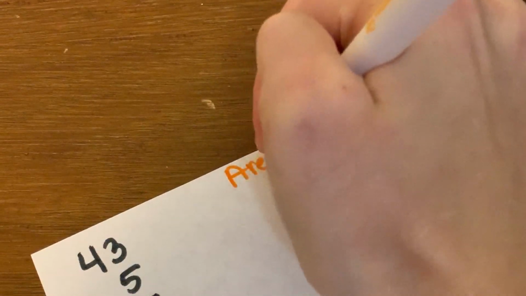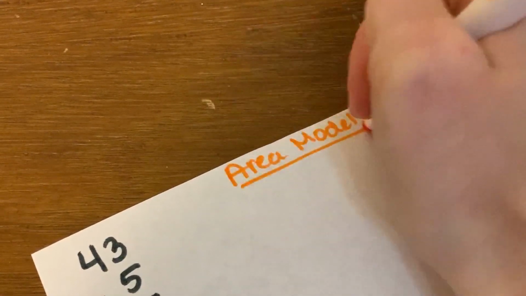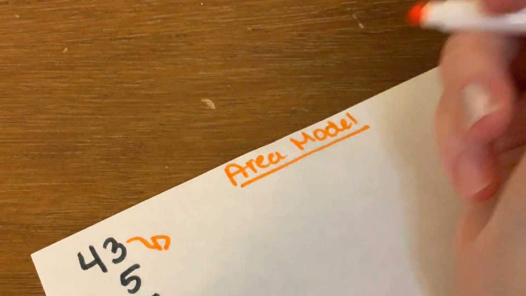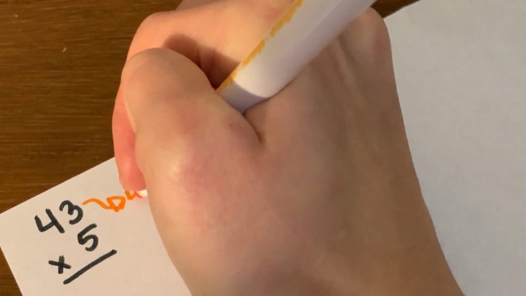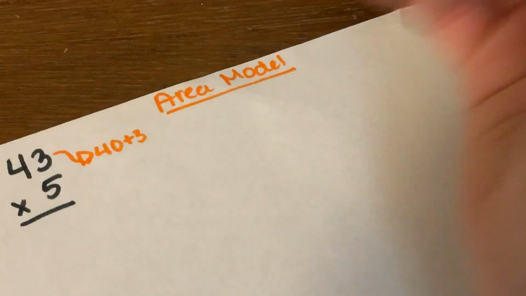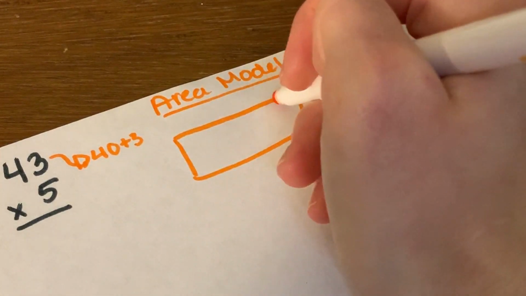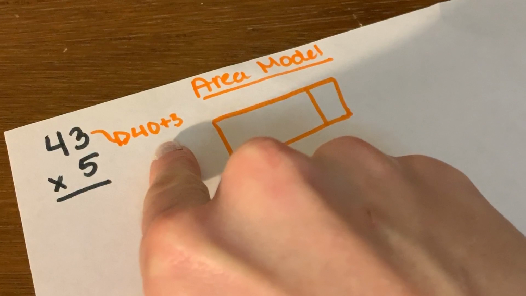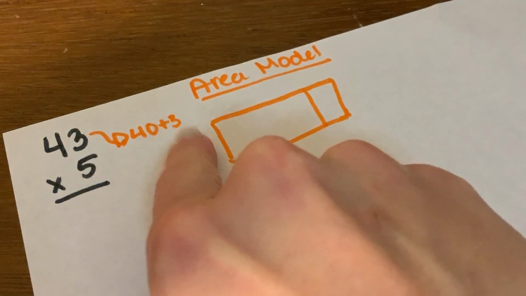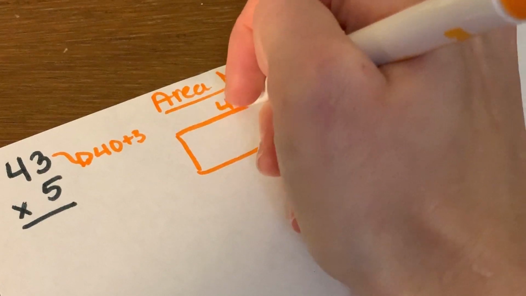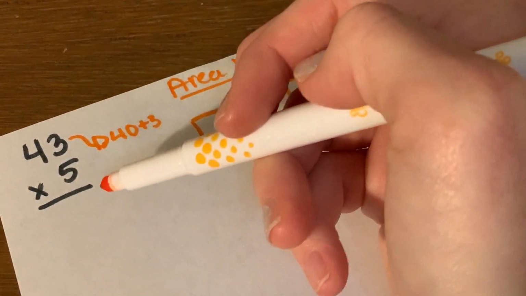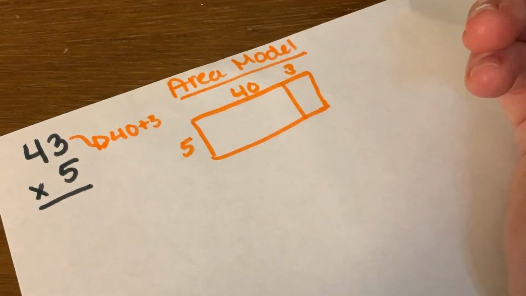Okay, I'm going to model all three for you again, just as a refresher. So I'm going to solve this first with area model. Area model says that we are going to put this number 43 into expanded form and turn it into 40 plus 3. Area model is a very visual method of solving these problems. So I'm going to draw a rectangle and I'm going to divide it into two sections because when I put 43 into expanded form, I have two numbers. So I have 40 and 3, and I need to multiply each of those numbers by 5.